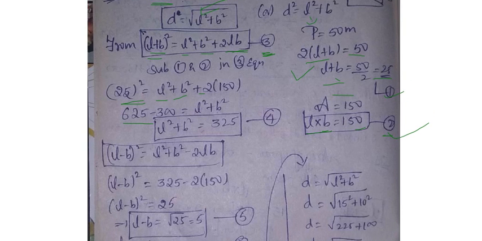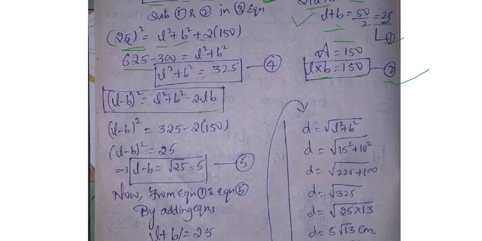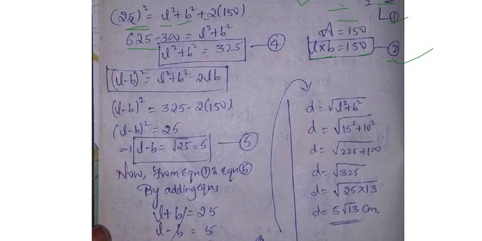Finally, you know the (a plus b) whole square formula. Similarly, you also know the (a minus b) whole square formula. L minus b, I am thinking. Instead of a I am keeping L. (L minus b) whole square equals L square plus b square minus 2lb.